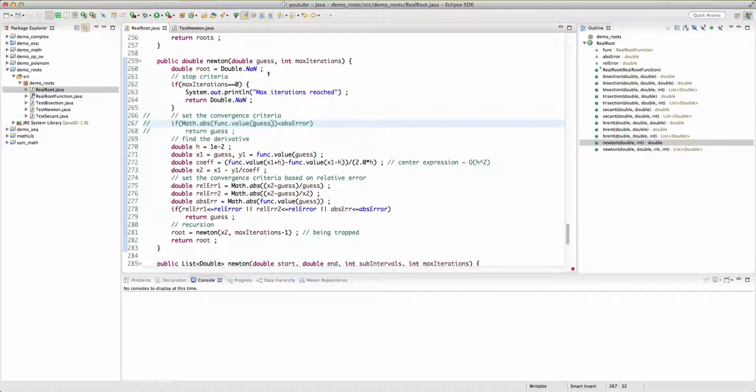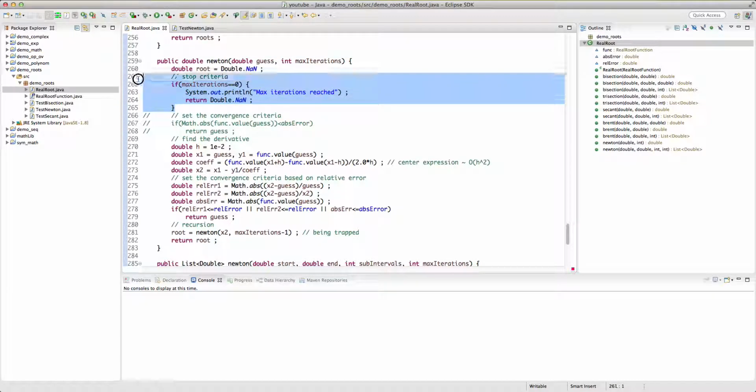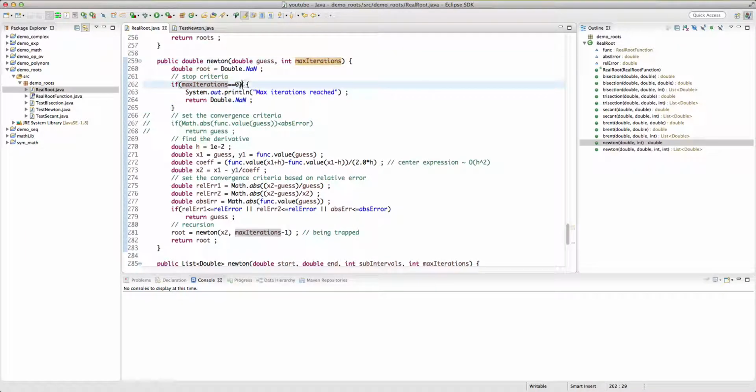Let's head to Eclipse and look at the Newton's method that we wrote in the previous lecture. In that lecture we said that we should have a stop criterion for the iterations. Initially we pass the maximum number of iterations, and in each recursion we reduce that number by 1, and when it hits 0 we quit, we give up and say that max iterations reached and we couldn't find the root, so we just return a NaN, not a number, right?